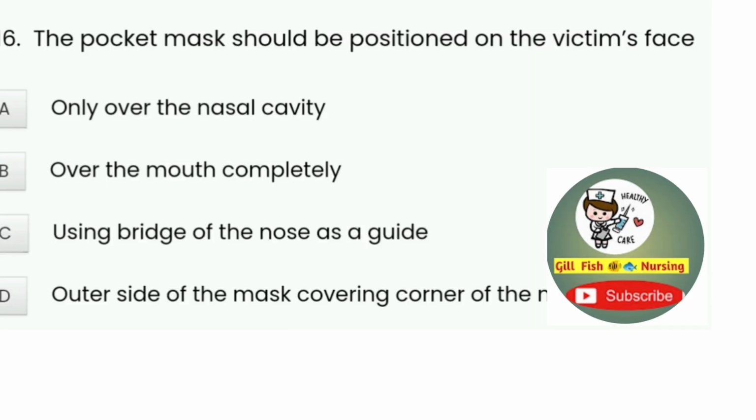Next question. The pocket mask should be positioned on the victim's face: option A, only over the nasal cavity; option B, over the mouth completely; option C, using the bridge of the nose as a guide; option D, outer side of the mask covering the corner of the mouth. So what could be the correct answer? Yeah, the answer is option B.